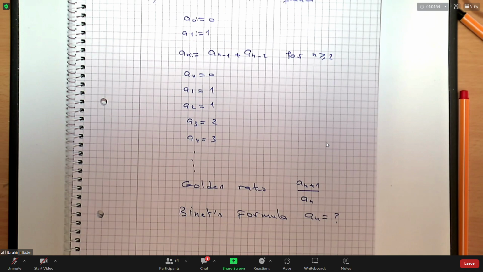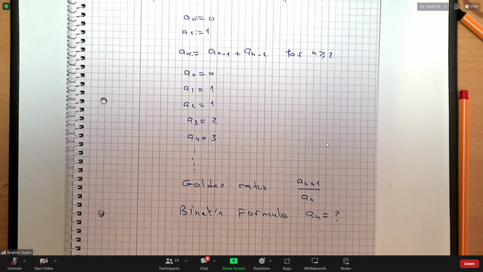For instance, with this formula, you can't evaluate the 100th element, yeah? The element at position 100. Because then you need to evaluate up to A99, and then you add to it A98, then you have A100, right? But this Binet's formula will give you the solution for that because of this magical number, golden ratio. I told you a lot about it.